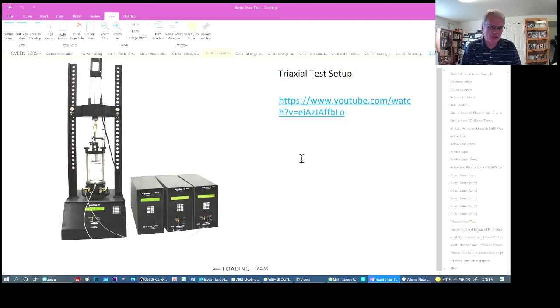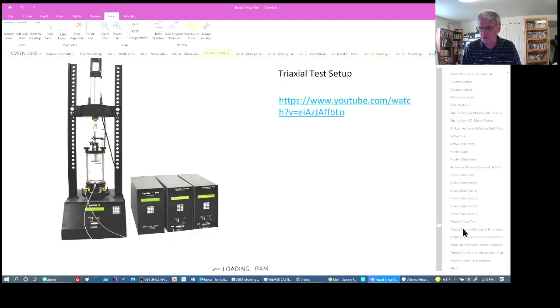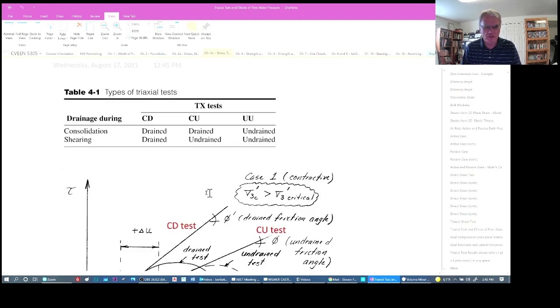I will explain later on the uses of these tests for engineering analysis, but for right now I just want to give you the description again. So consolidated drained: the C means we're doing consolidation. In the shearing phase, when we apply the deviatoric stress, that's the vertical stress acting downward by the piston. If we have the drain valve open to the specimen, then it's drained. If we close the drain valve, then it's undrained. And for the unconsolidated undrained, we don't consolidate the specimen, and we shear it undrained.